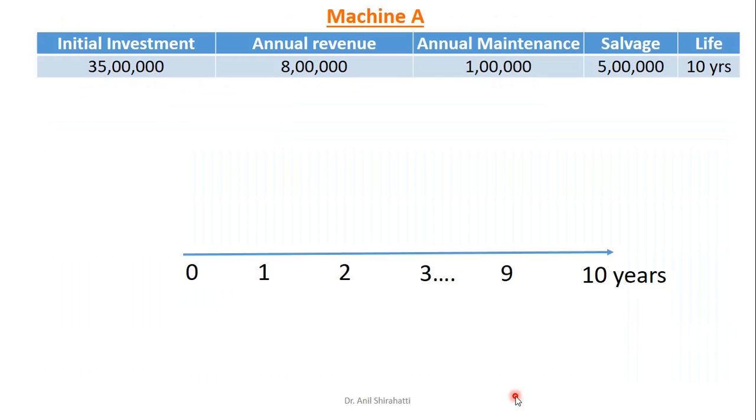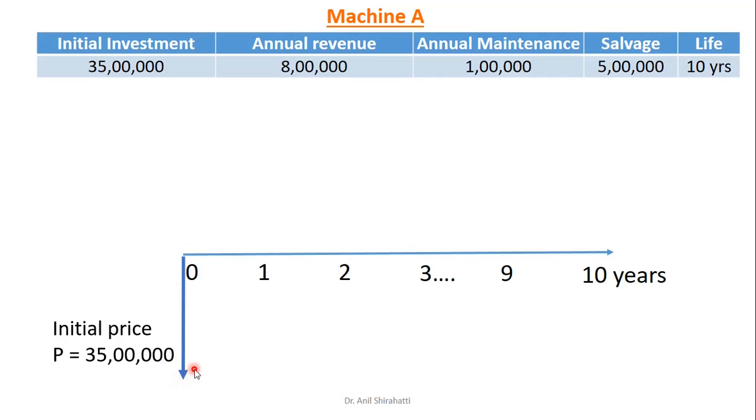Let's go to the first machine, machine A. I have drawn the cash flow diagram as per the instruction. First we have to draw a straight line and decide the periods. The periods are from 0 to 10 years. Let's start one by one. First is the initial investment of 35 lakhs. The money is going out of the pocket, so you can see here the initial investment of 35 lakhs coming at zero.